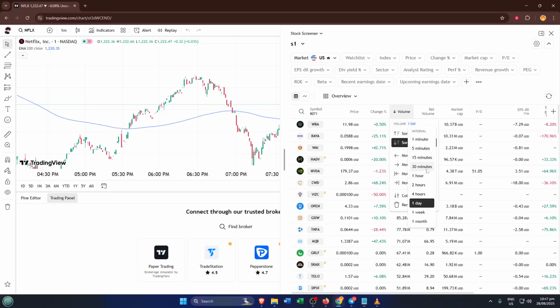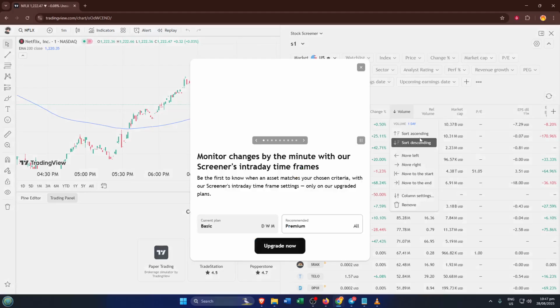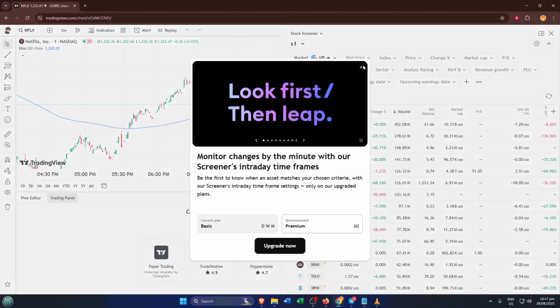Sometimes it's easy to get overwhelmed by the sheer amount of data here, but don't worry, we're going to focus on just one crucial measurement. Volume. So why is volume such an important filter?